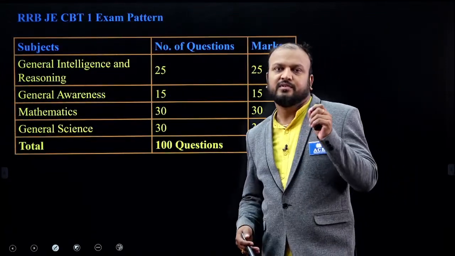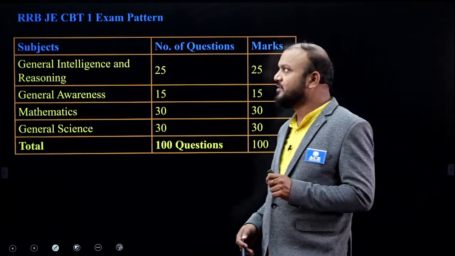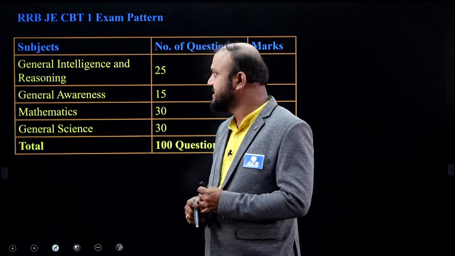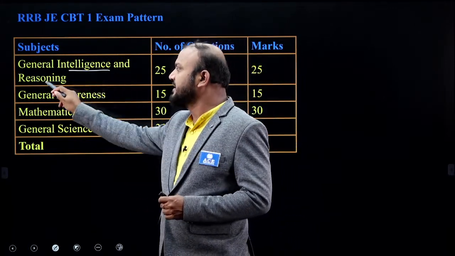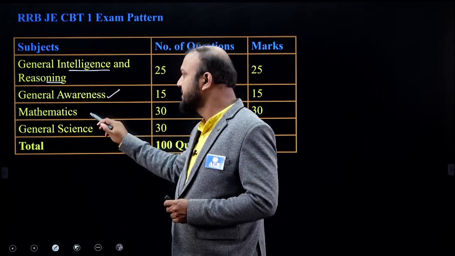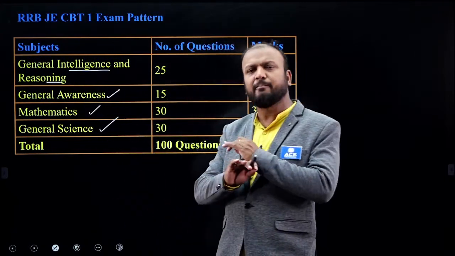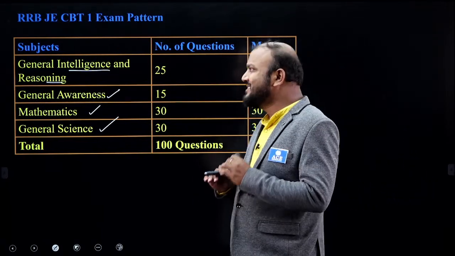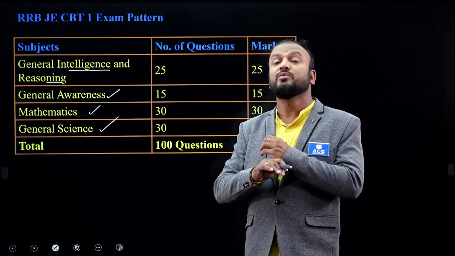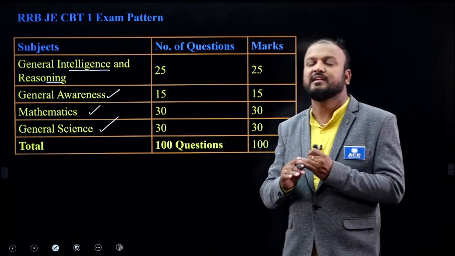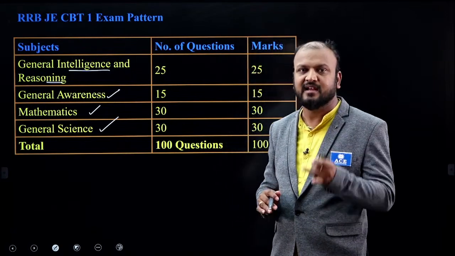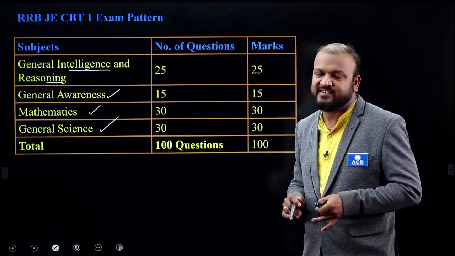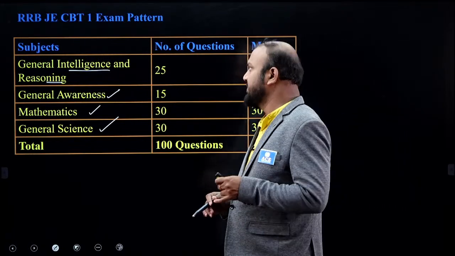And coming to the pattern of exam for RRB JE, CBT1 will have 4 topics, that is general intelligence and reasoning, general awareness, mathematics, general science. It is completely a general paper, not specific to stream. And this CBT1 paper is common to all streams, means even the candidate may be an electronics or mechanical or civil engineer or even a computer science engineer, has to qualify for the CBT1 exam. And CBT1 is a general paper.